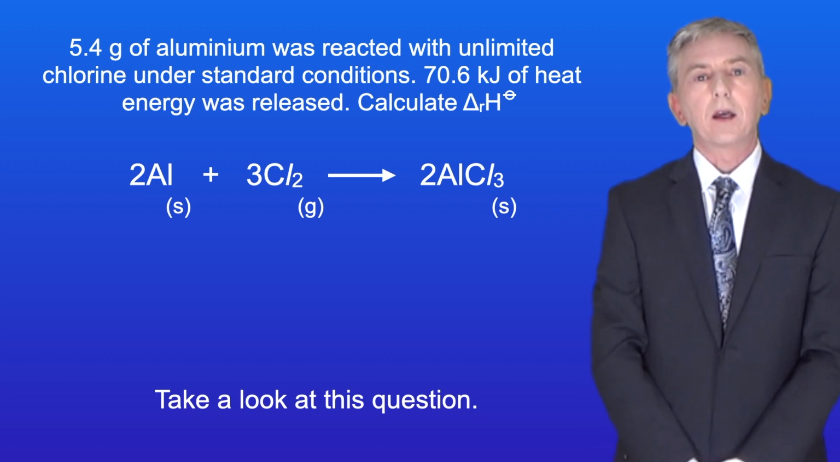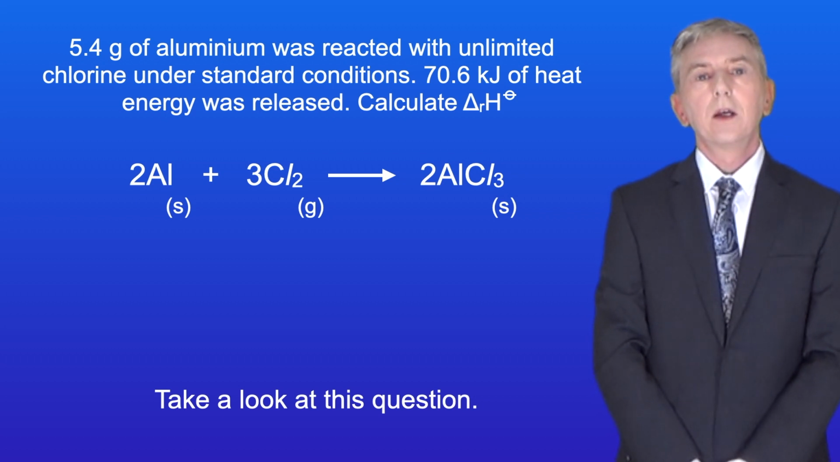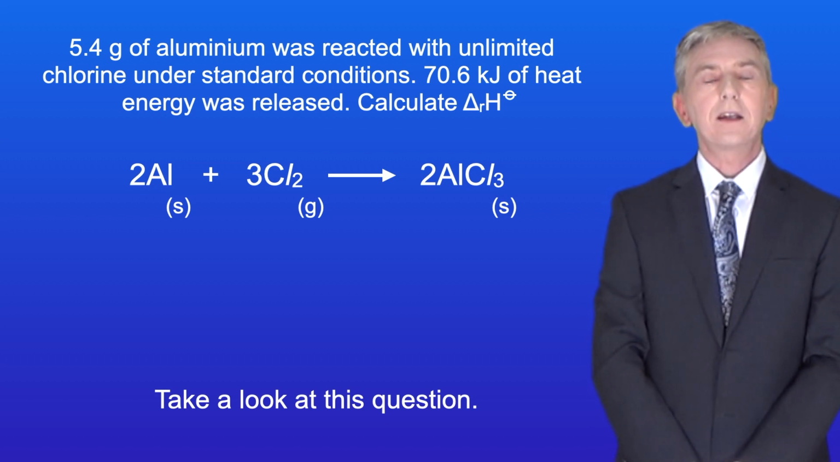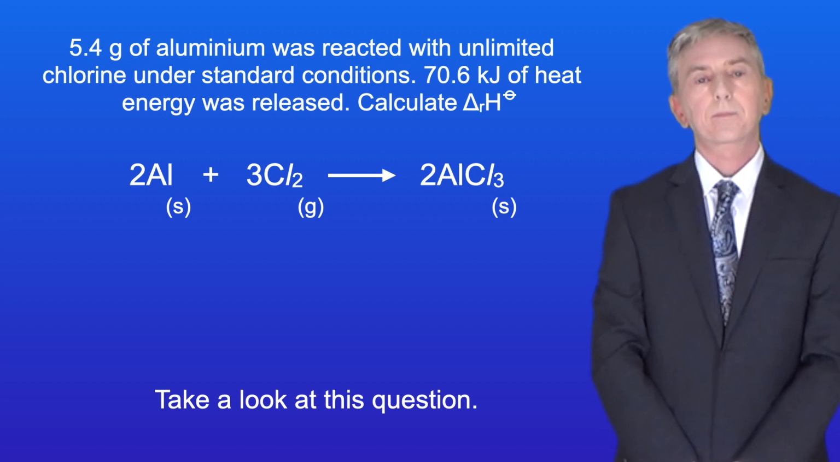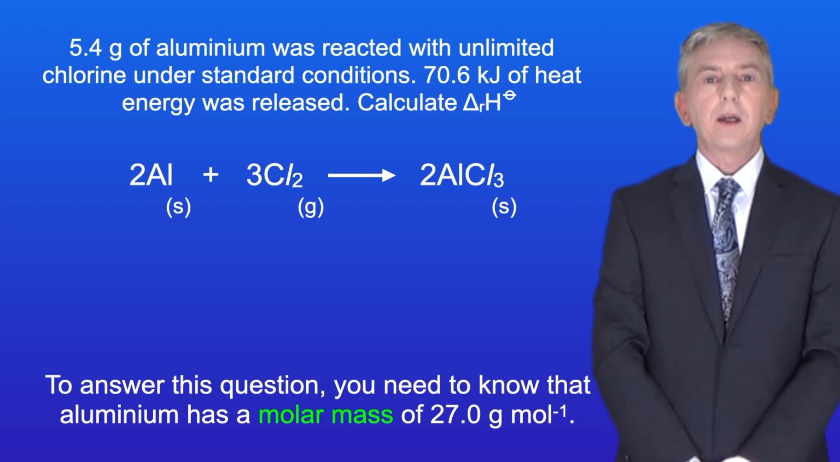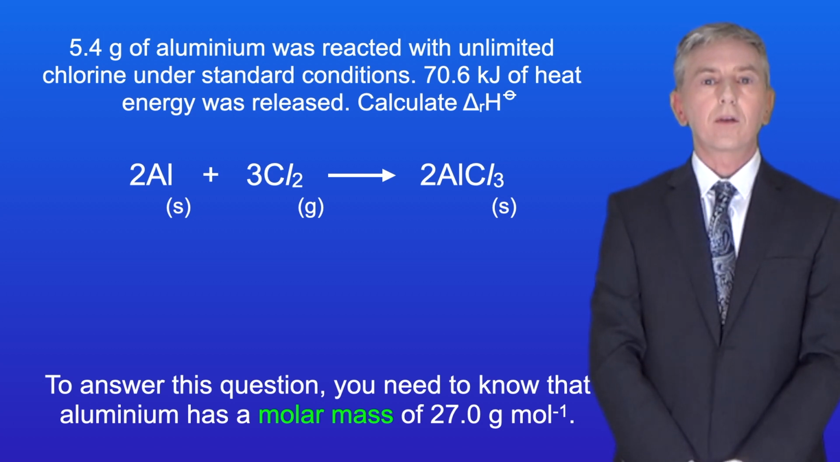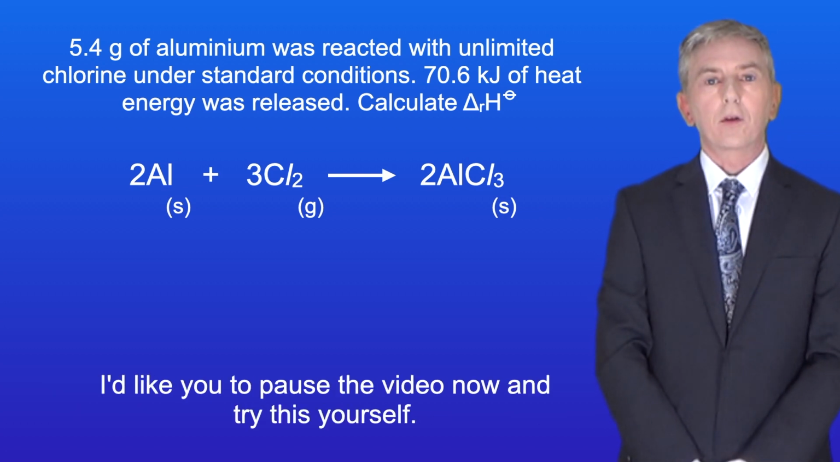5.4 grams of aluminium was reacted with unlimited chlorine under standard conditions. 70.6 kilojoules of heat energy was released. Calculate the standard enthalpy change of reaction. Now, to answer this question, you need to know that aluminium has a molar mass of 27.0 grams per mole. So I'd like you to pause the video now and try this yourself.